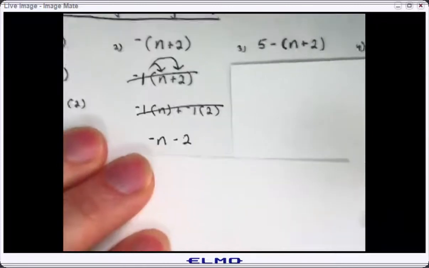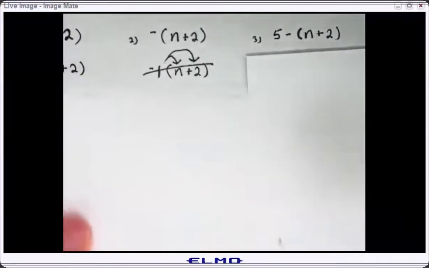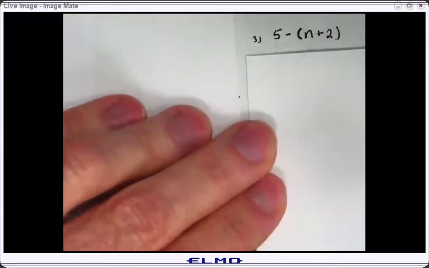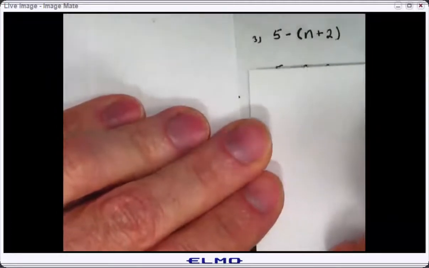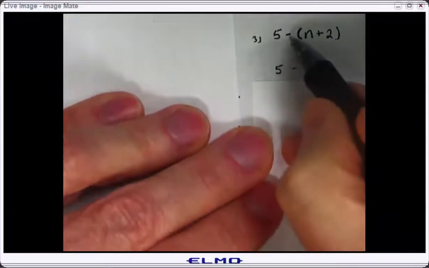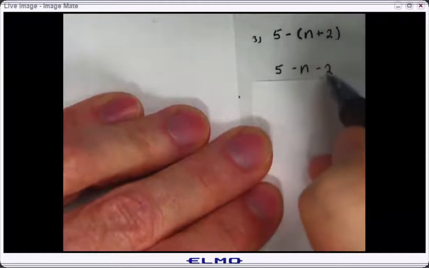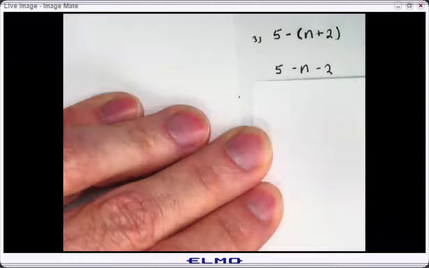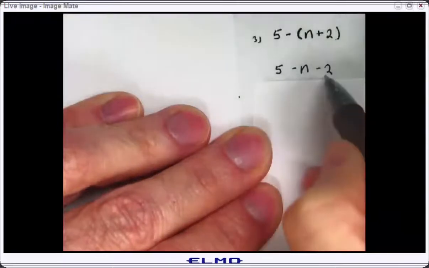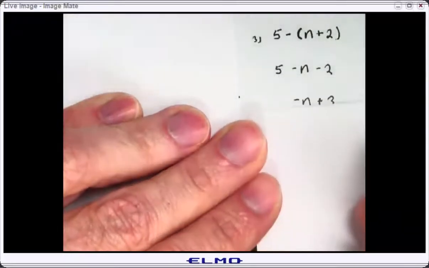On number 3, I have an algebraic expression. I can't do what's in parentheses. I need to distribute this negative. So negative 1 times n is negative n. Negative 1 times 2 is negative 2. Bring down this 5. Now I have like terms, 5 and negative 2, or 5 minus 2 is 3.